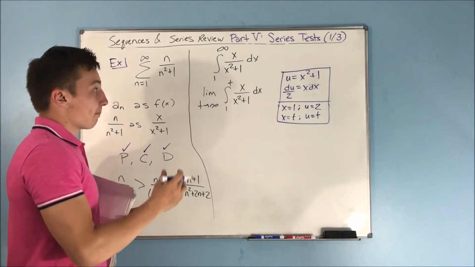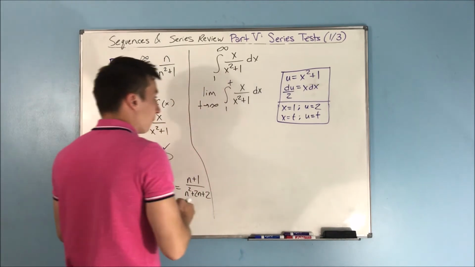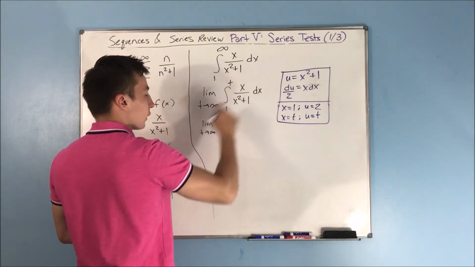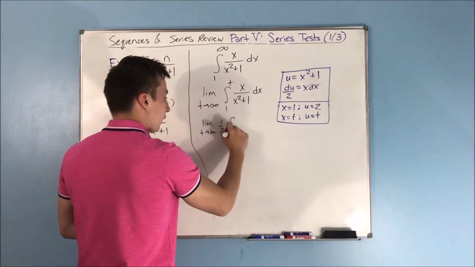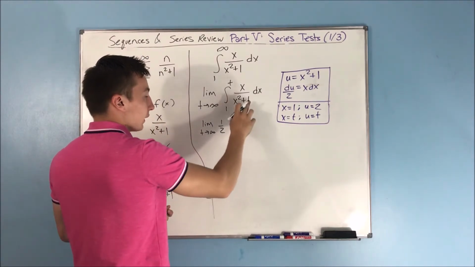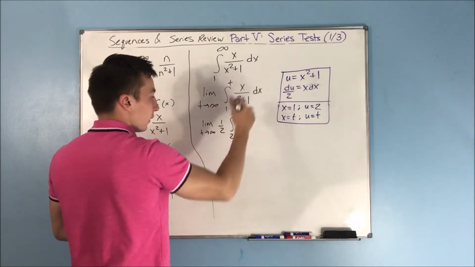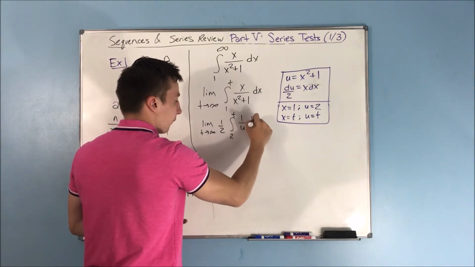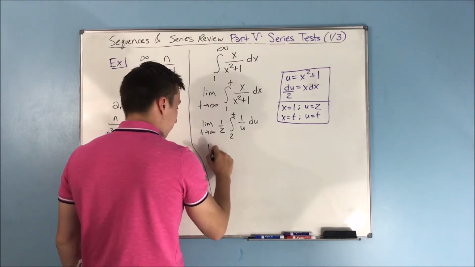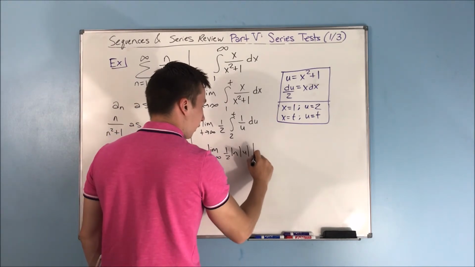Okay, so now we can just plug in, and we get the limit as t approaches infinity of, let's pull out this 1/2, 1/2 the integral from 2 to t of, because the x dx goes away with the du over 2, and the x squared plus 1 was our u, so we get 1 over u du. Integrating that, we get the limit as t approaches infinity of 1/2 natural log absolute value of u evaluated from 2 to t.